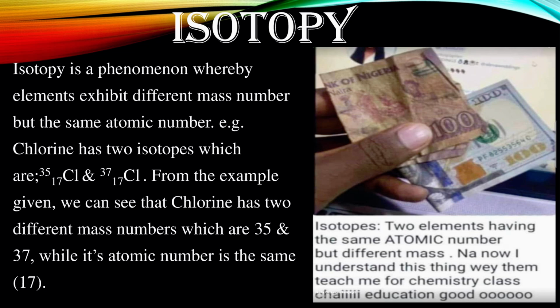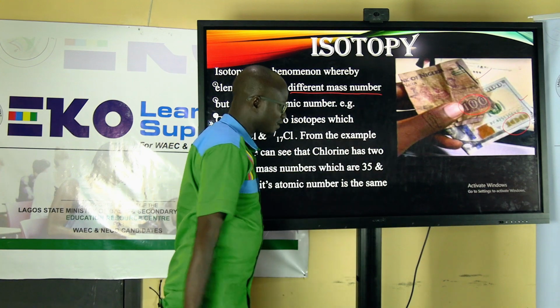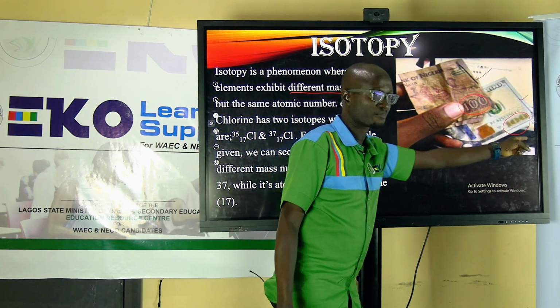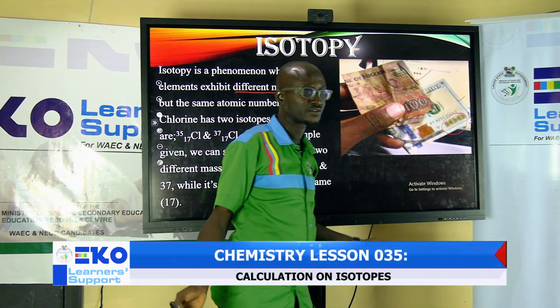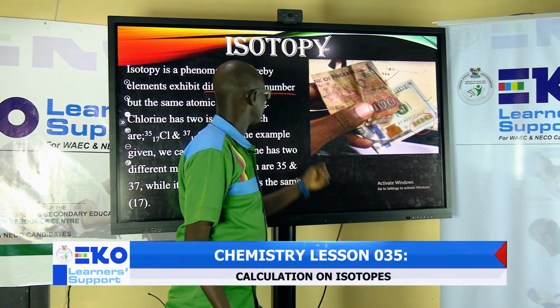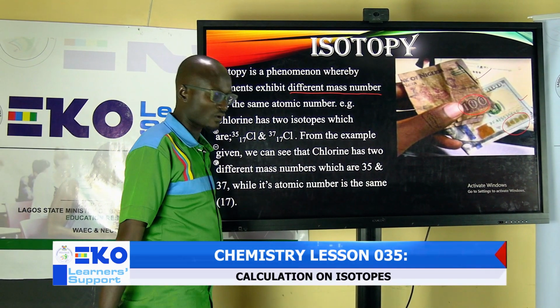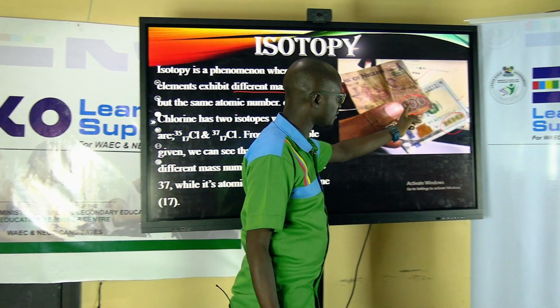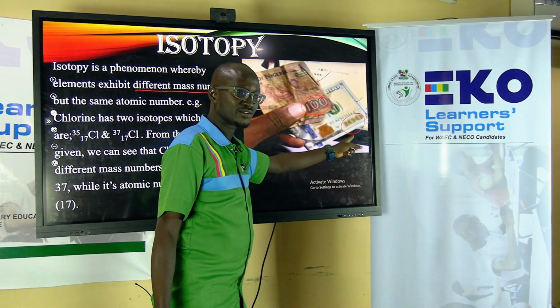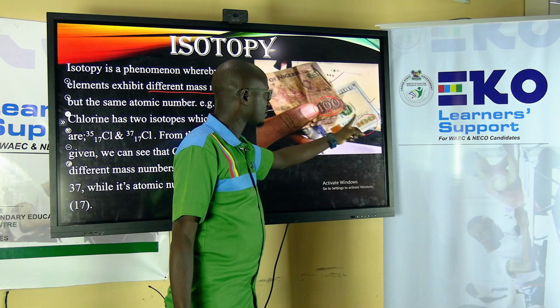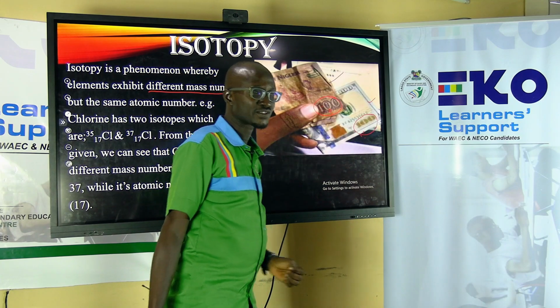Isotopy is a phenomenon whereby elements exhibit different mass numbers. Take note of the words different mass number. Remember I said both of them have different values here. Different mass number, but the same atomic number. They have the same atomic number. Please use this to remember: they have the same atomic number, but they have different mass numbers.